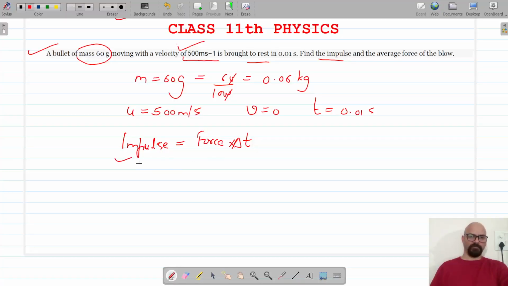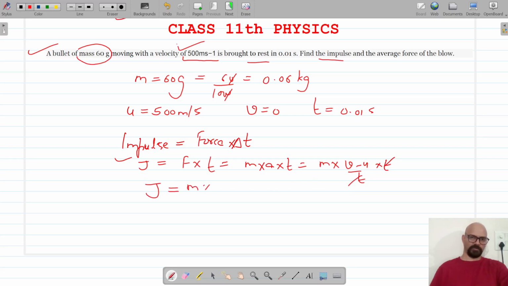And now the impulse is denoted by J. So it's the force into small time interval. Let's say it's t, we are given t. So the impulse, we know that the force is given by mass into acceleration. So it's mass into acceleration into time, and we know that acceleration is (v minus u) by t. So t and t get cancelled. So the impulse is equal to mass into change in velocity.